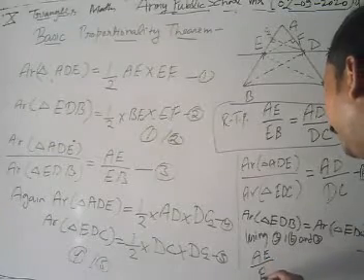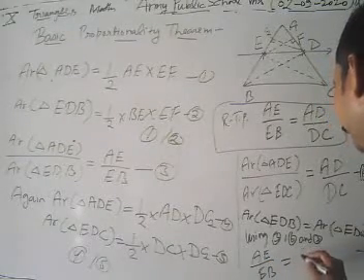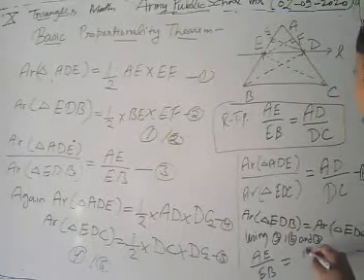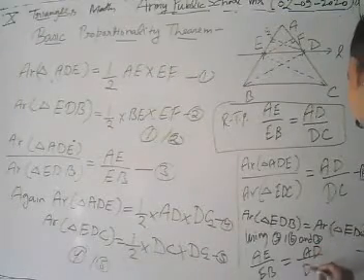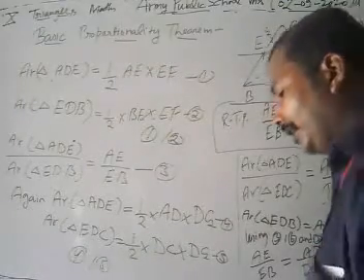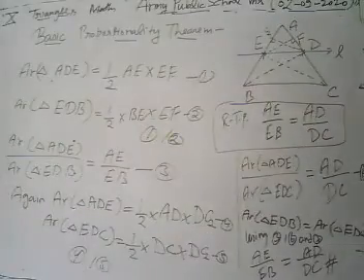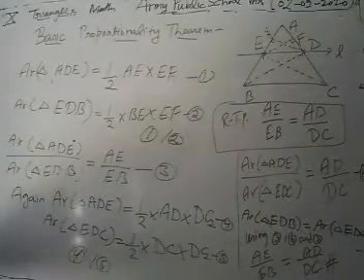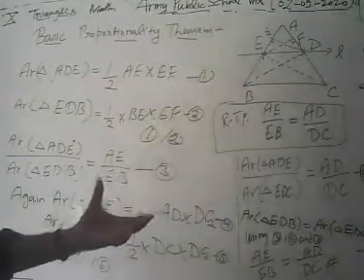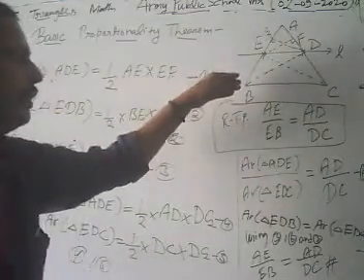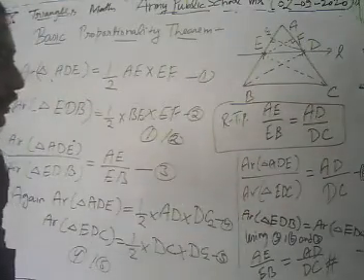Then what do we have? We have AE upon EB is equal to AD upon DC. This is our required result. जैसे our required है, तो हमें चाहिए था ये रिजल्ट. हमें क्या प्रूव करना था? The ratio of AE to EB is equal to AD upon DC.